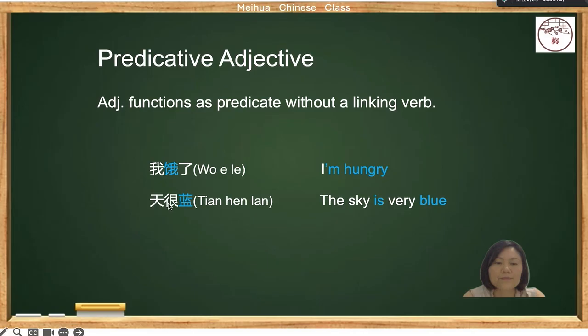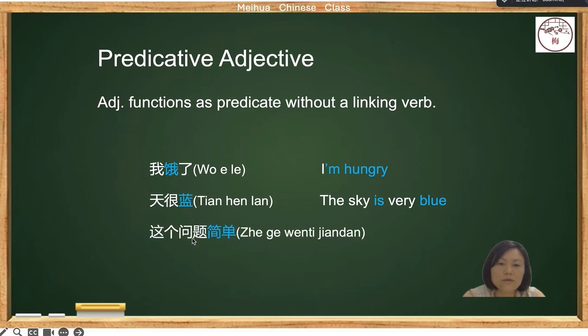Another one, 天很蓝, 天 sky, 很 means very, 蓝 means blue. Still, we don't see any linking verb here, right? But in English, we should say the sky is very blue. We must have this linking verb here, the verb of be. 蓝 is an adjective.